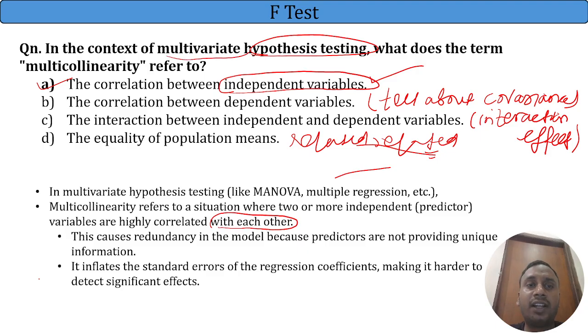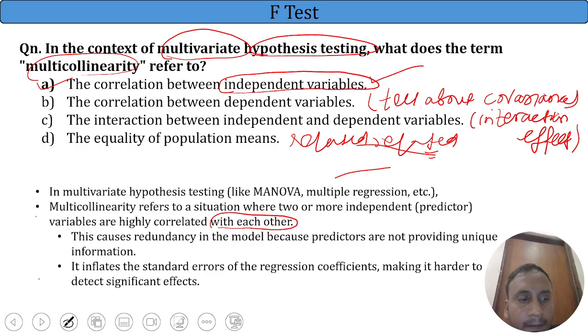That is in multivariate hypothesis testing. Multi-collinearity is something where we correlate; we'll not talk about the interaction effect. Interaction effect, correlation, and covariance are three totally different things. Yes, sir. So interaction effect is itself a different parameter. It's not going to come into collinearity or correlation. I hope that is clear now. Yes, sir. Okay, so now we'll go to the next question.